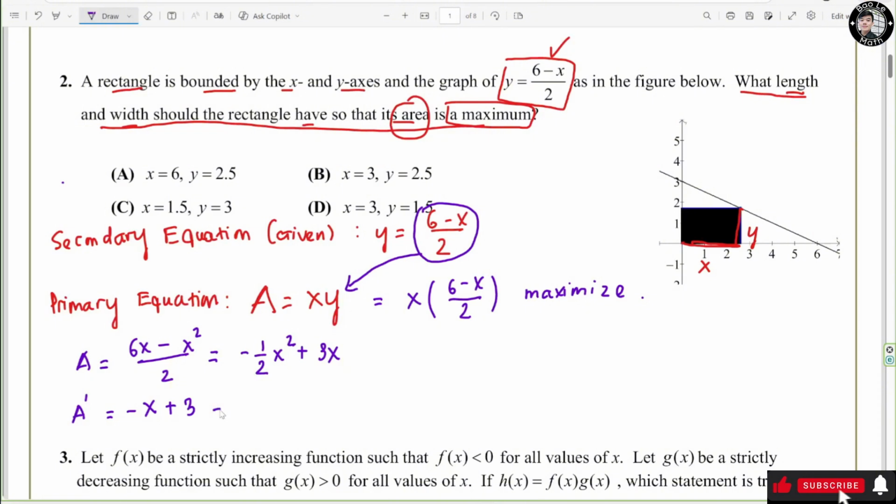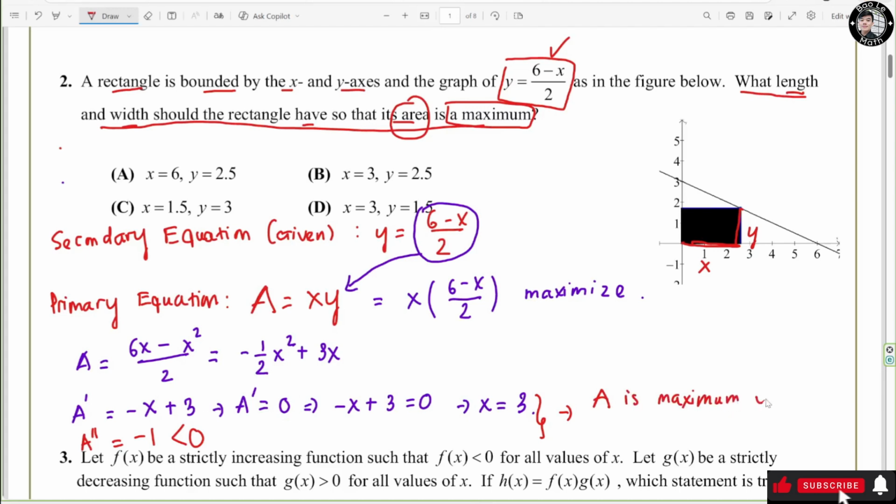Now I'm going to let the derivative equal 0 to find the critical number, right? So A prime equals 0 is the same thing as negative x plus 3 equals 0, and then x equals 3. Now let's find the second derivative, right? So it would be A double prime equals negative 1, less than 0, right? So from this information, we can conclude that A is maximum when x equals 3, right?